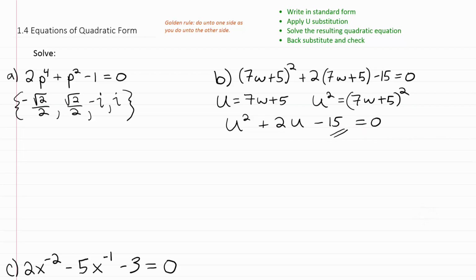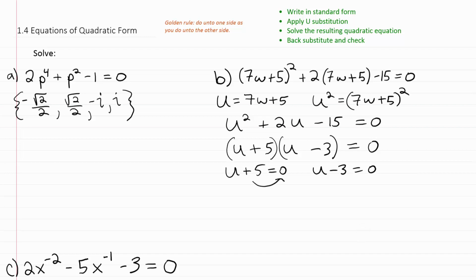There are factors of 15 that subtract to give us 2, right? Namely 5 and 3. So we should be able to factor this. So let's go ahead and do that. So we'll have u plus and minus, and we'll do 5 and 3. All right, now we have a product, and that product is equal to 0. So we can apply the zero factor property. So we can separate these factors and set them equal to 0.